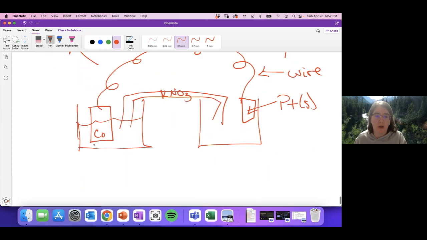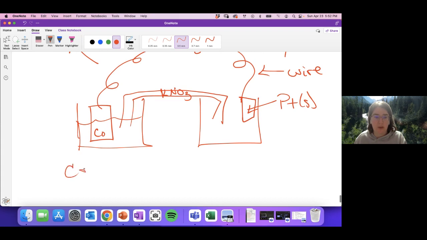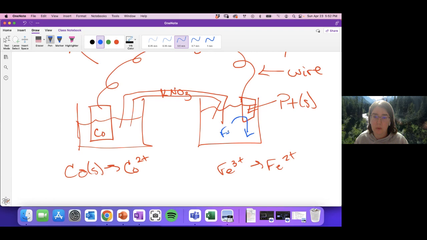So I've got my cobalt reaction happening over here. I've got the cobalt solid going to cobalt 2+, and over here I've got my iron 3+ going to iron 2+. Because the reaction over here is all aqueous, it's essentially just happening against the piece of platinum. So I have iron 3+ in solution interacting with the platinum. It's kind of like it's bouncing off of it. It's picking up electrons from that piece of platinum. So I get Fe2+ hanging out in solution.